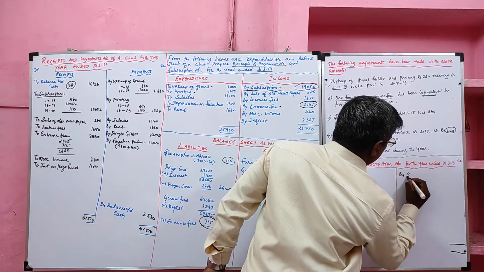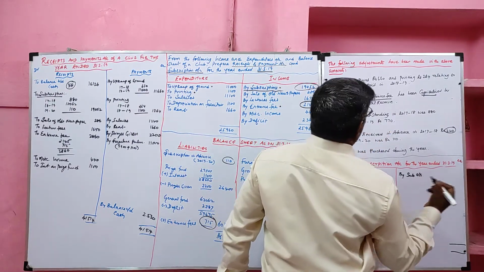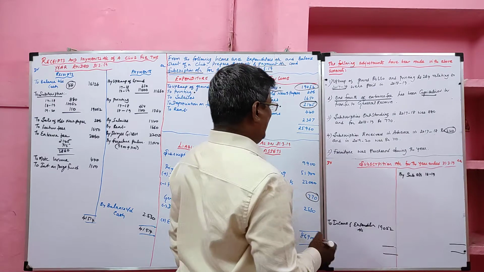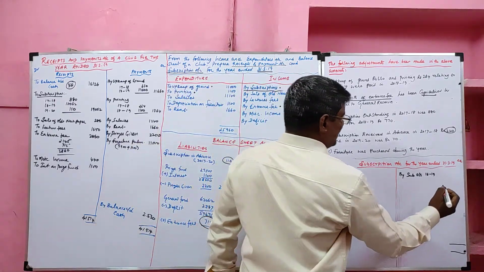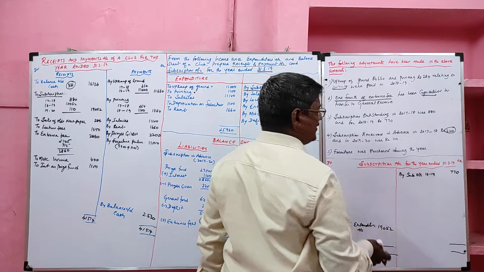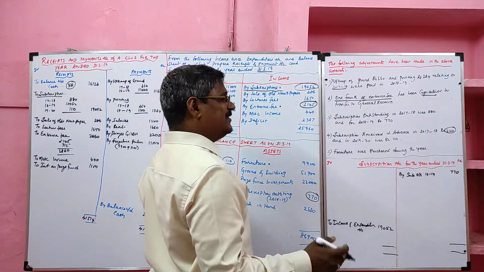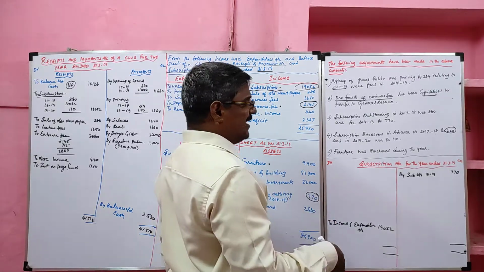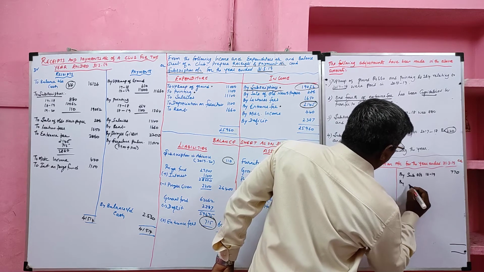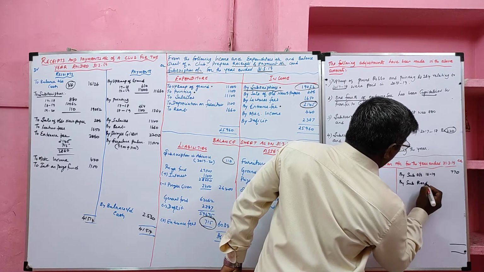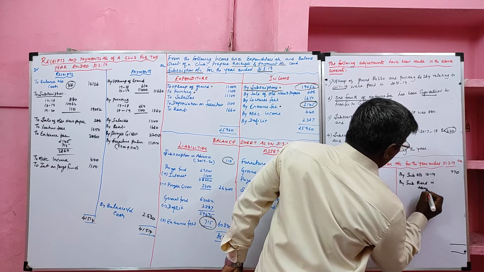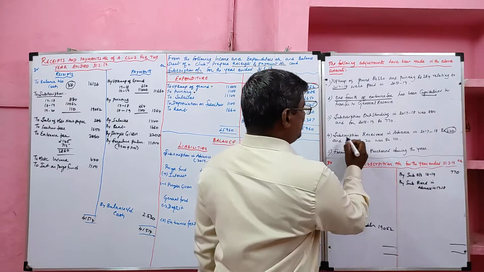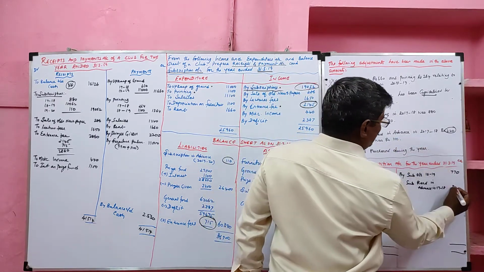By subscription outstanding, current year is 1819. Subscription outstanding, current year is how much? 770. What all will we deduct? Current year subscription outstanding we have to deduct. Then one more thing we have to deduct, that is last year's subscription received in advance for the current year. So by subscription received in advance in 1718, last year received in advance, how much? 220.